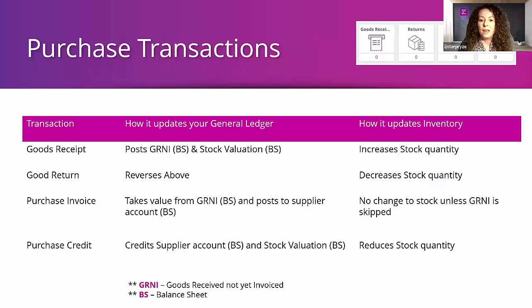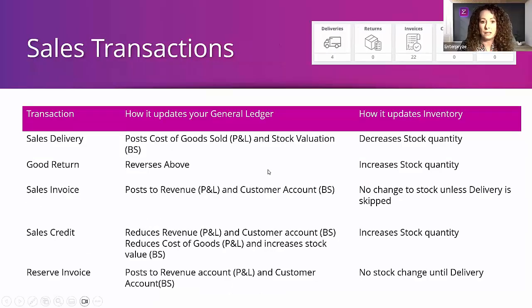Purchase invoice, again, takes the value from the goods received not invoiced account and posts to the supplier account. Now, if you skip the delivery stage, of course, the purchase invoice is not going to have the goods receipt GRNI account. It's just going to go directly to the stock valuation or the stock account. No change to stock unless the delivery is obviously skipped, or of course you change the quantity for whatever reason. Purchase credit note, the very same. So just giving you a quick overview of what happens when your purchase transactions are added in the system.